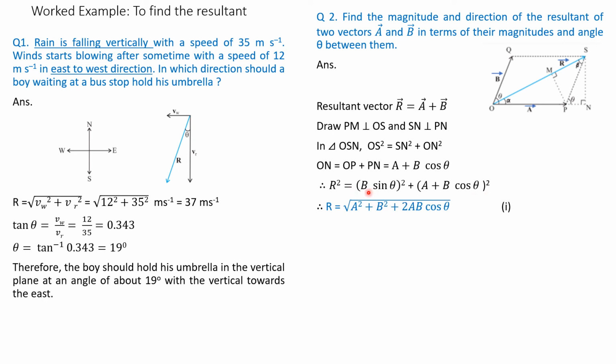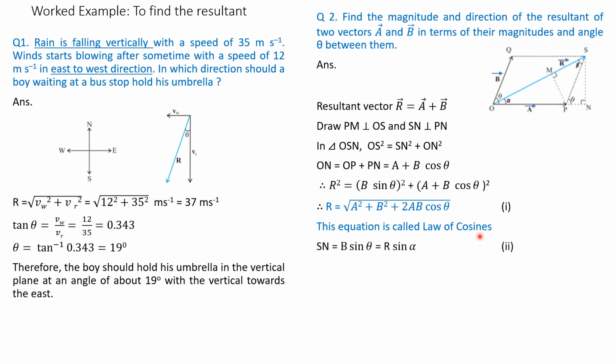Therefore, taking the square root, R is equal to square root of A square plus B square plus 2AB cos theta. Please expand the previous relation using the formula A plus B whole square is equal to A square plus B square plus 2AB, and simplifying we get R is equal to square root of A square plus B square plus 2AB cos theta. Let it be equation 1. This equation is called the law of cosines. Please remember, this is called the law of cosines.